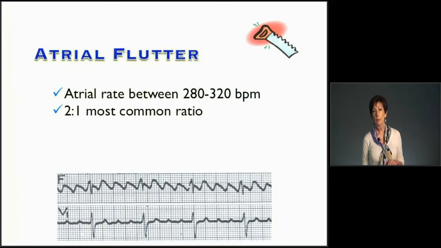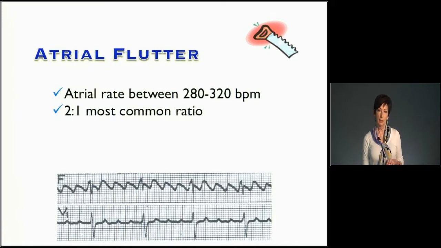2 to 1 is the most common ratio, and 2 to 1 can be very difficult to identify. So whenever you see a ventricular rate of exactly 150, suspect 2 to 1 flutter. Because if you have a ventricular rate of 150 and you have 2 P's per every QRS, that's an atrial rate of 300, and that would be qualifying for flutter.